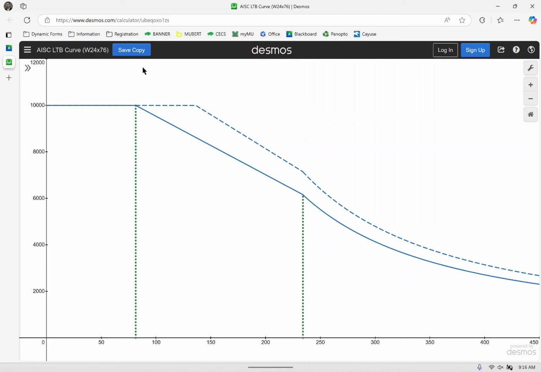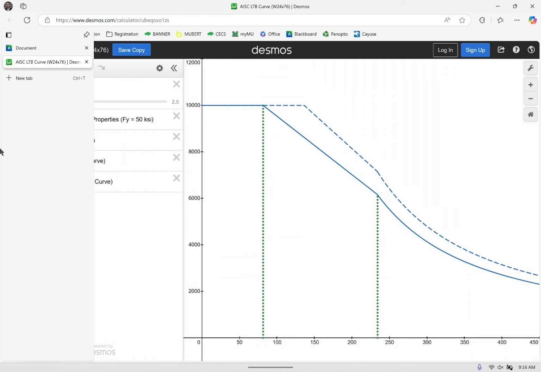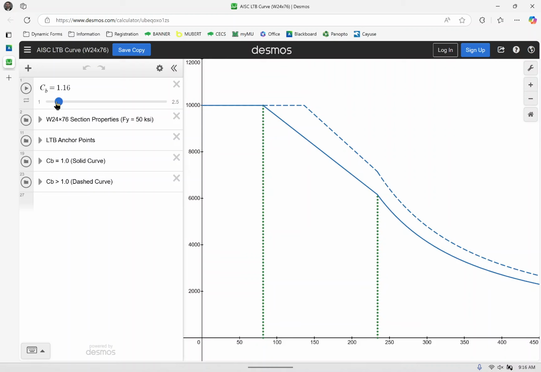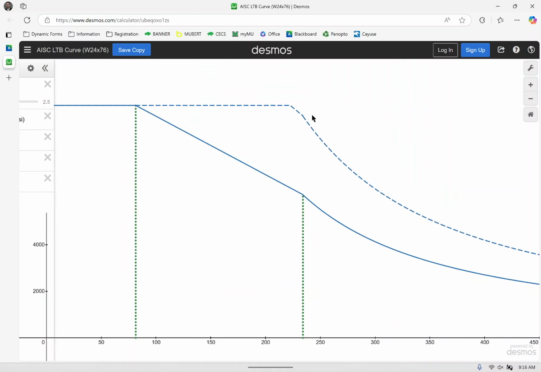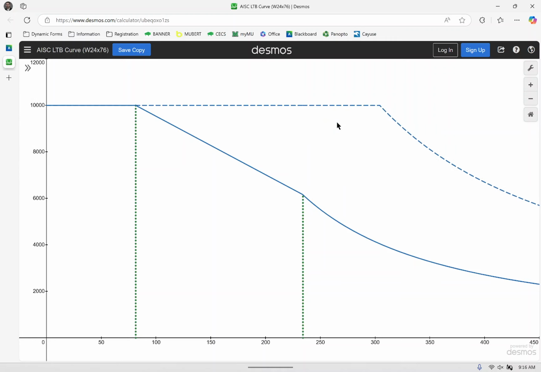Now, I'll show you, you've got this solid curve and this dash curve. What's going on with the dash curve? Okay, so this dash curve reflects this CB term, okay? Now, if CB is 1, then the capacity isn't changed, right? In fact, the dash curve is just the solid curve essentially times CB. But if CB is 1, then it doesn't change. But what does CB do? CB tends to increase your capacity, okay? So I've got CB sort of animating right now.